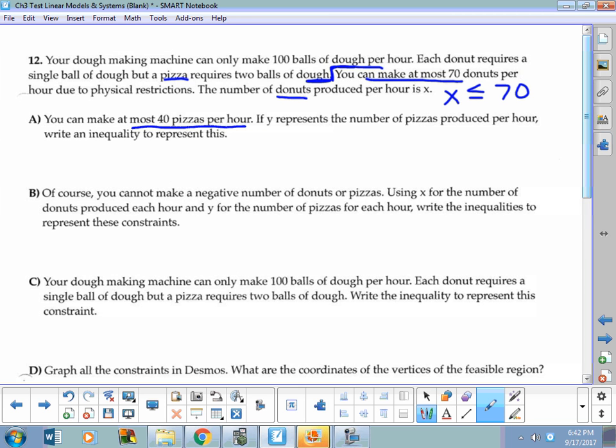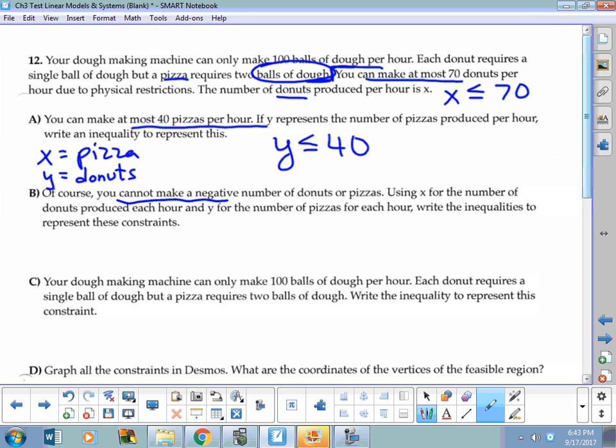Because now it does ask you a very similar question. You can make no more than 40 pizzas. We'll use y. All right, so then we got something going on. Make sure we remember x is pizzas, y is donuts. And let's see, y is no more than 40 pizzas per hour. When I talk about the balls of dough, that's probably coming up in a bit, but just put that on the back burner.